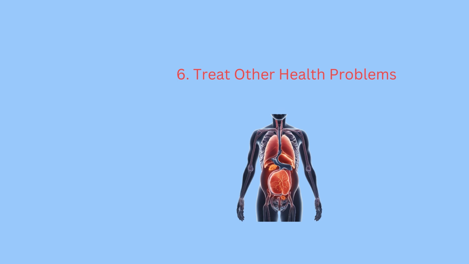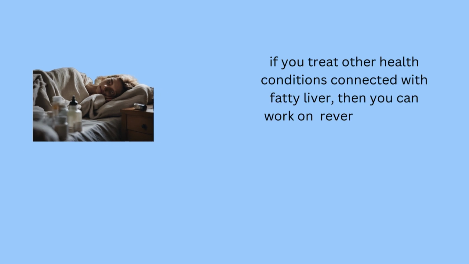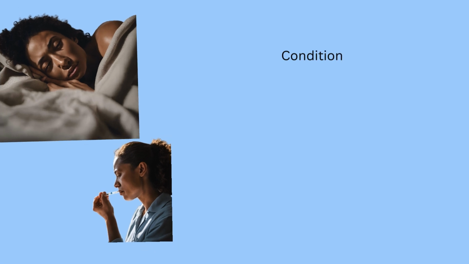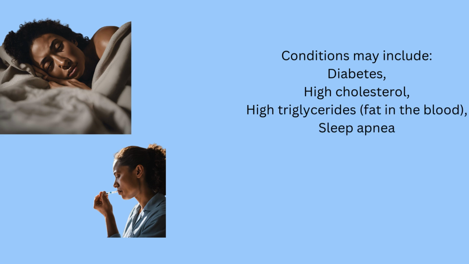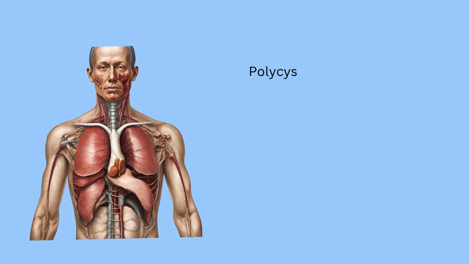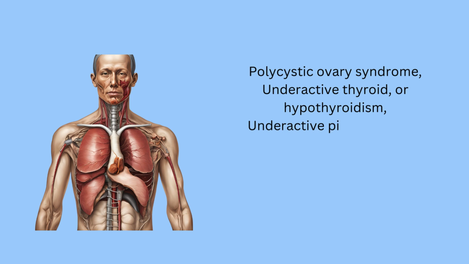6. Treat other health problems. If you treat other health conditions connected with fatty liver, then you can work on reversing NAFLD too. Conditions may include diabetes, high cholesterol, high triglycerides, fat in the blood, sleep apnea, polycystic ovary syndrome, underactive thyroid or hypothyroidism, underactive pituitary gland or hypopituitarism.